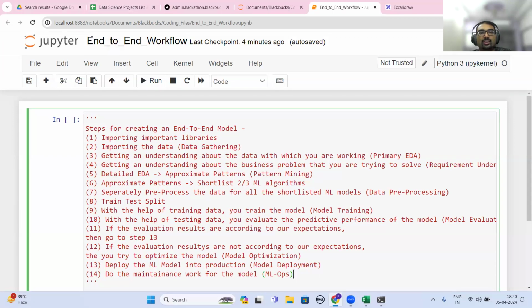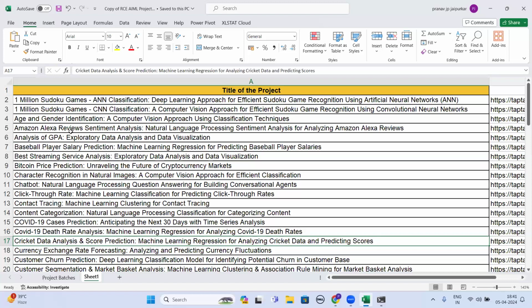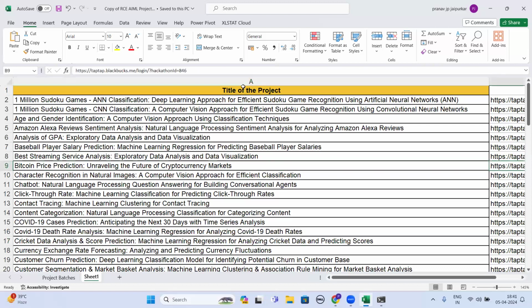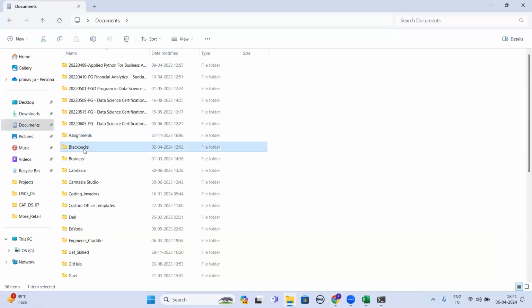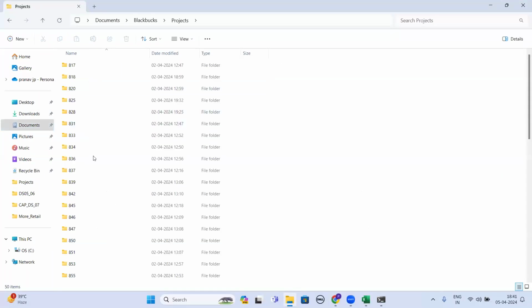So now after this particular portion is done, the next thing with which you are expected to move ahead revolves around the NLP and time series projects. Let me see Bitcoin price prediction, which is a very trendy project right now. 846. Let me see if I have 846 over here or not.